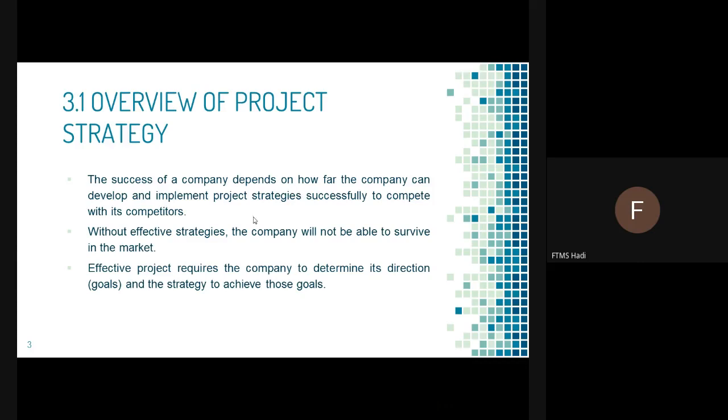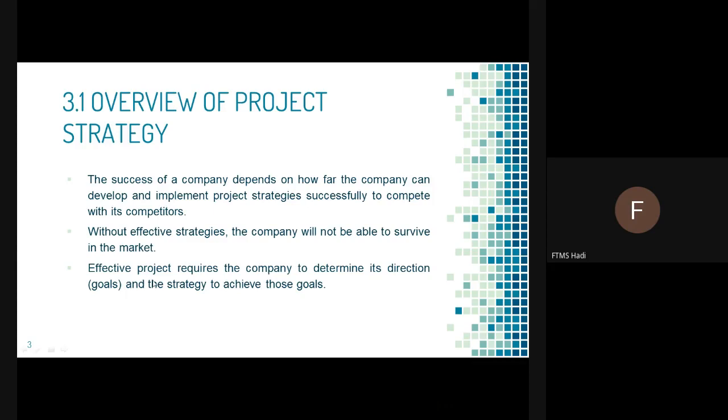Okay. Without effective strategies, the company will not be able to survive in the market. We don't want the company to implement ineffective strategies. That means not following the procedure, not following the protocols, mishaps, errors and so on. So need to ensure that the strategies will be followed exactly as they are planned.